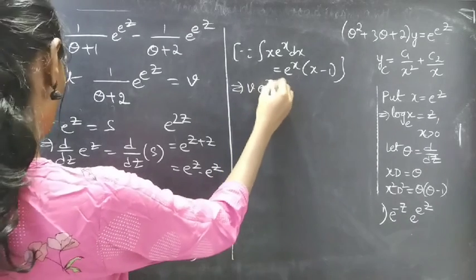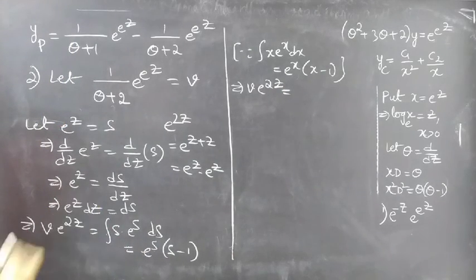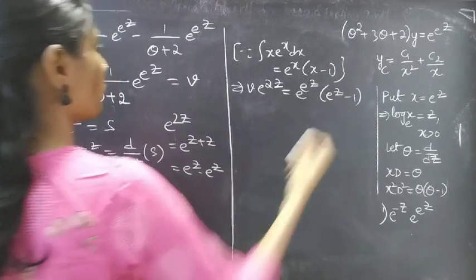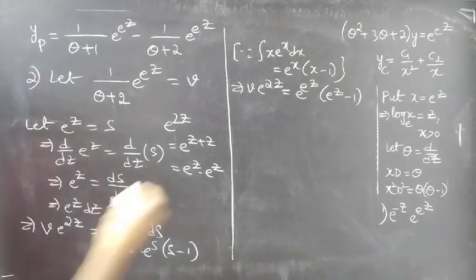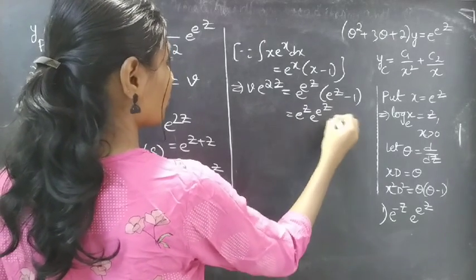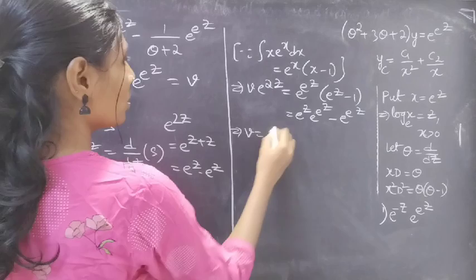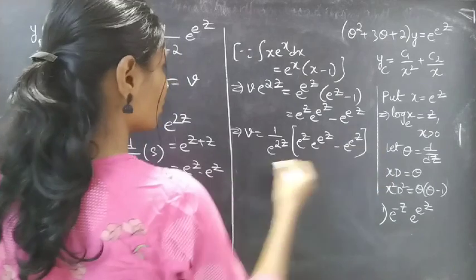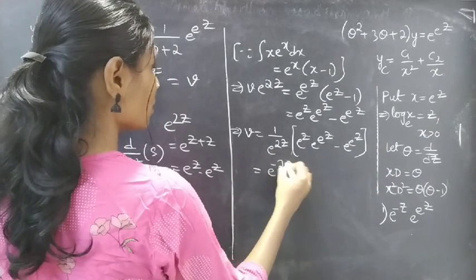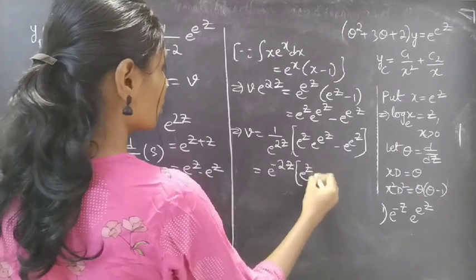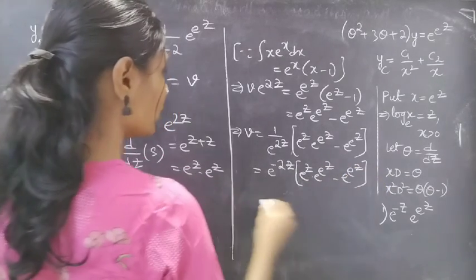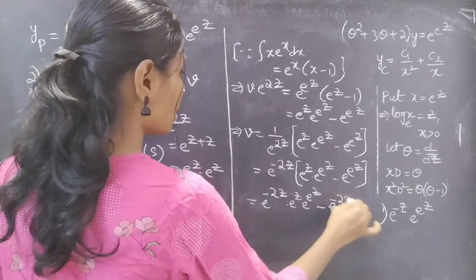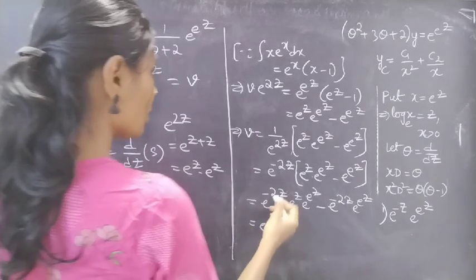Now replace s by e power z. Then we'll get e power z into (e power z minus 1). This equals e power z into e power z minus e power z. Then v equals 1 by e power 2z into (e power z into e power z minus e power z). We know that 1 by e power 2z can be written as e power minus 2z, right? We'll get e power minus 2z into e power z into e power z minus e power minus 2z into e power z.